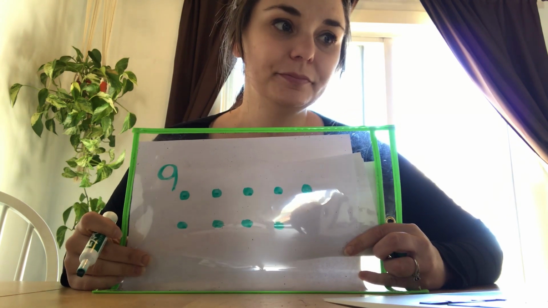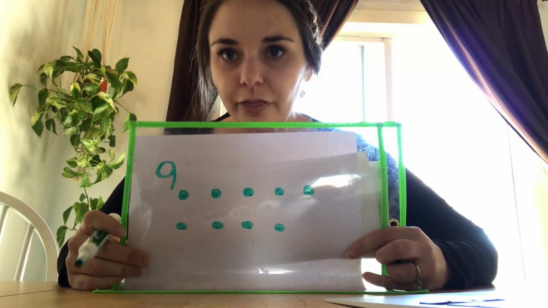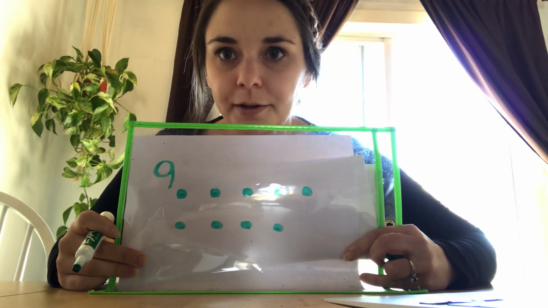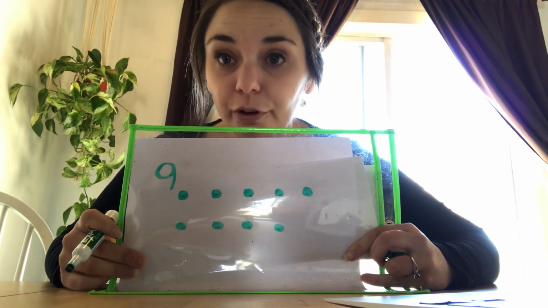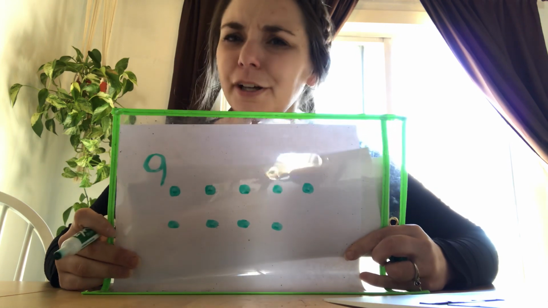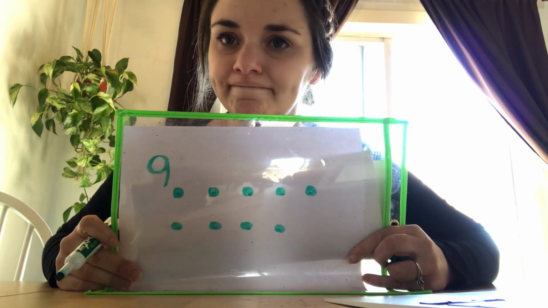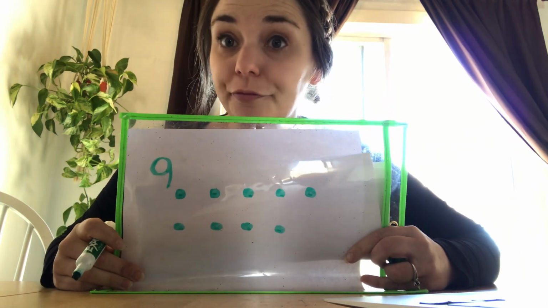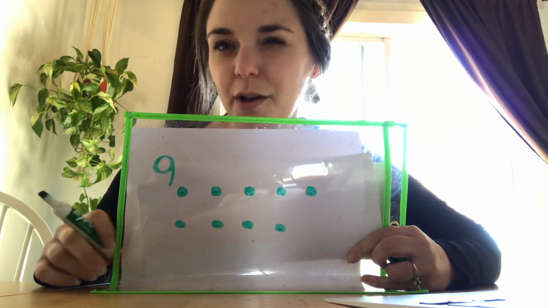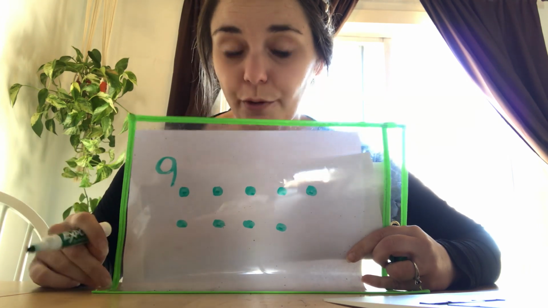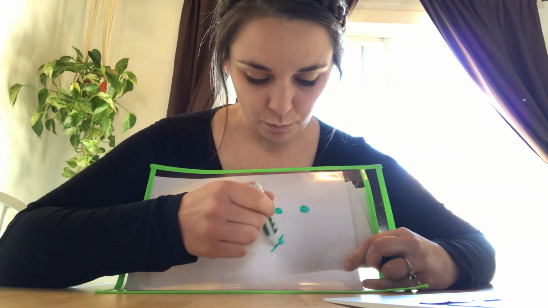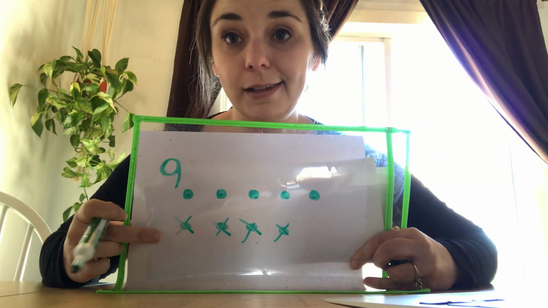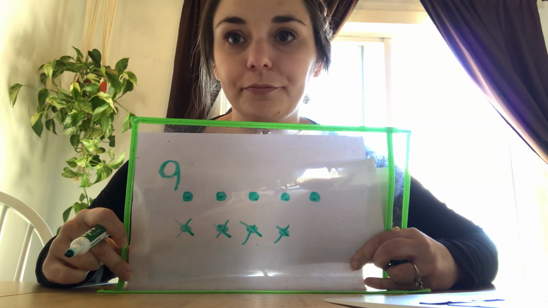Good job. All of a sudden, they heard stomp, stomp, stomp, stomp. Someone was coming. And so 4 of them hopped away. How could I show that 4 of them hopped away? I could erase 4. I'm going to cross out 4 though, because if you don't have a dry erase marker, it might be hard to erase. So I'm going to cross off 4. 4 hopped away. 1, 2, 3, 4. These scaredy toads hopped away.